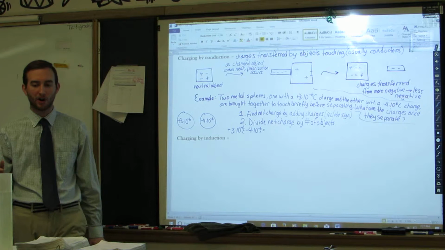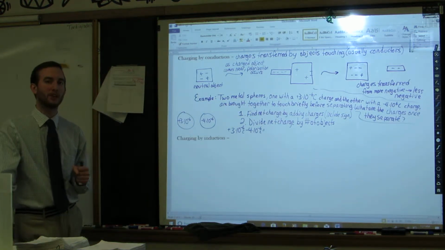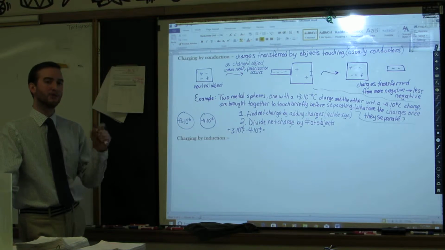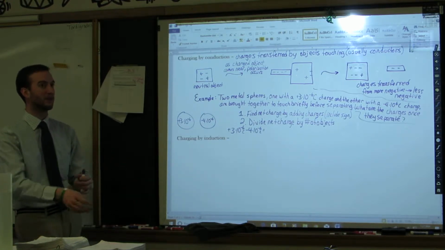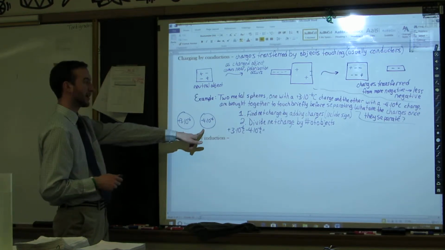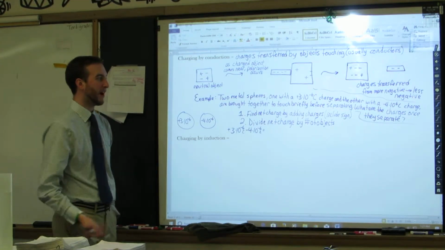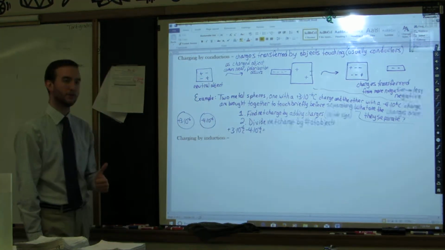You've got to remember, charges want to get away from other like charges. They want to spread out. And if they see an opportunity to go to an object that is less negative, if they're on an object that's more negative, they will take that opportunity. So here's our two objects. In order to figure out what the final charge will be on these objects, we have to do two things.